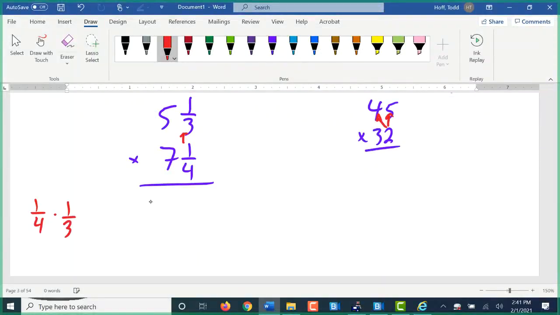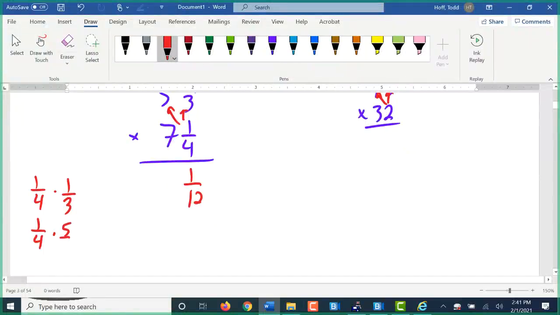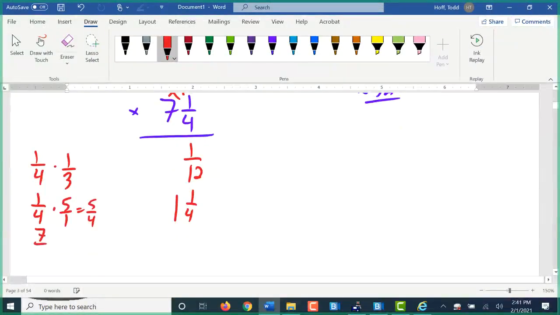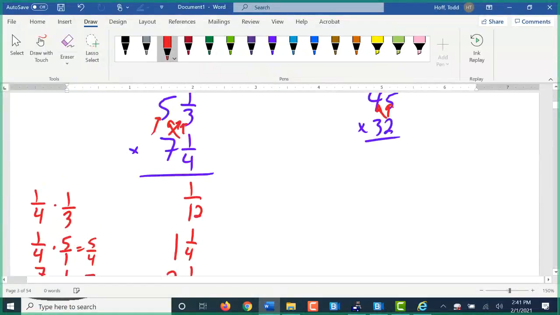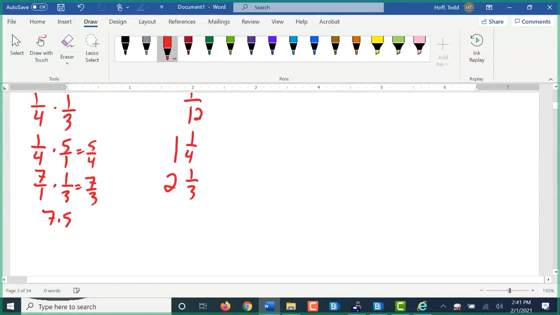1/4 times 1/3 is 1/12. But it also has to multiply the 5. How do I multiply a fraction times a whole number? Over 1. So that's 5 over 4, or 1 and 1/4. 7 multiplies the 1/3. 7 over 1 times 1 over 3 is 7 over 3, which is what as a mixed number? 2 and 1/3. And then I just have 7 times 5, 35.